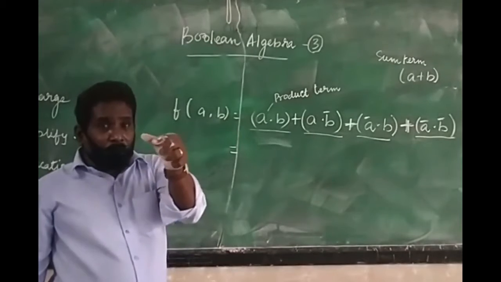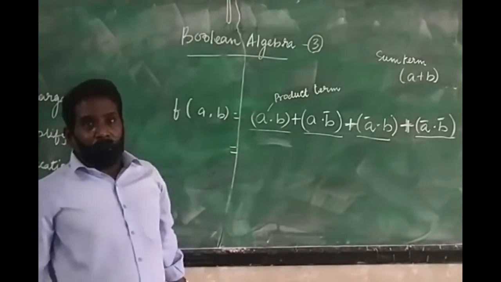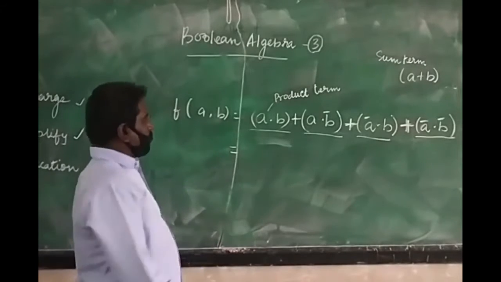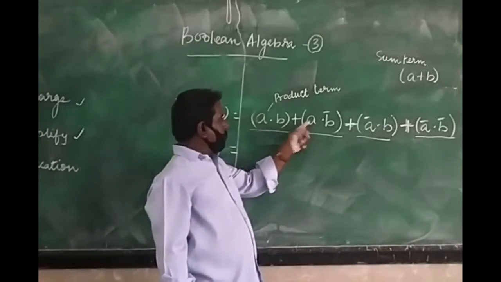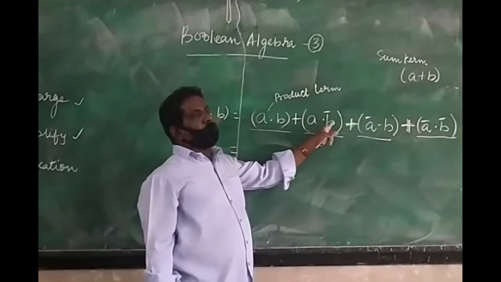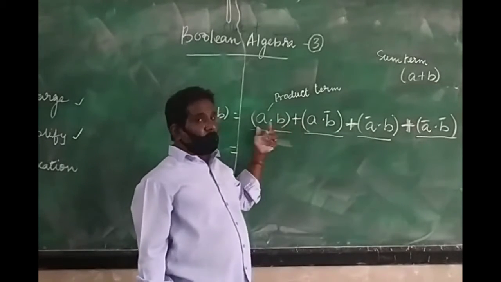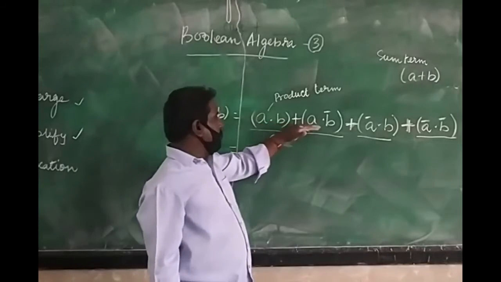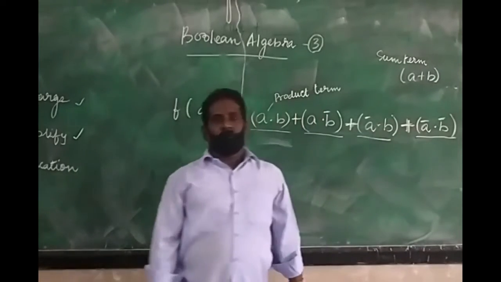In any two terms, are similar variables seen? Are similar names there? Yes, in this there are similar names. Here A, here A. But here it is B, here B bar. So some similar names are there in two terms. Here A, here A. Similarly, here A bar.